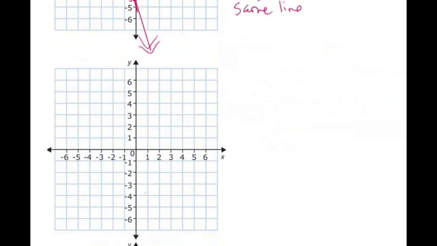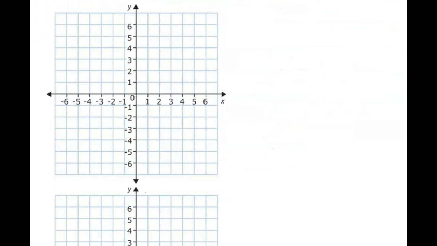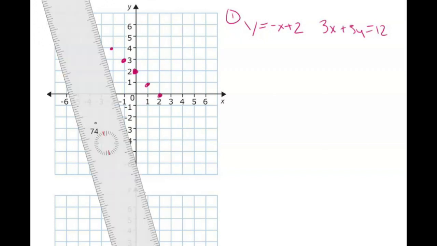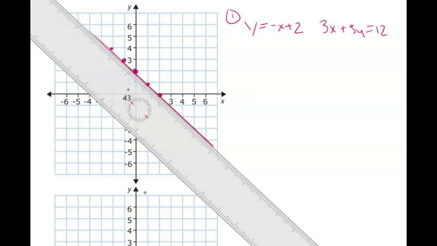Okay, let me give you another scenario. What if we had y equals -x plus 2, and then we had 3x plus 3y equals 12. Okay, the first function should be easy peasy. We're going to start at 2. We have a -1 slope, so we go up 1 and over 1, maybe down 1 and over 1, and life is easy and good.